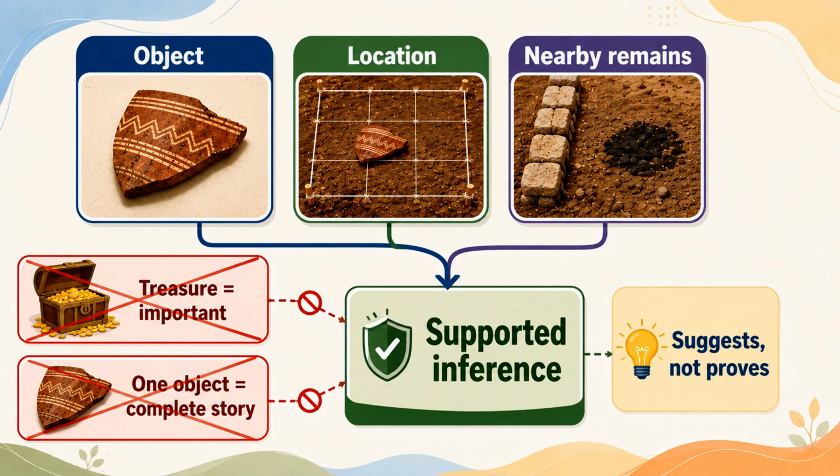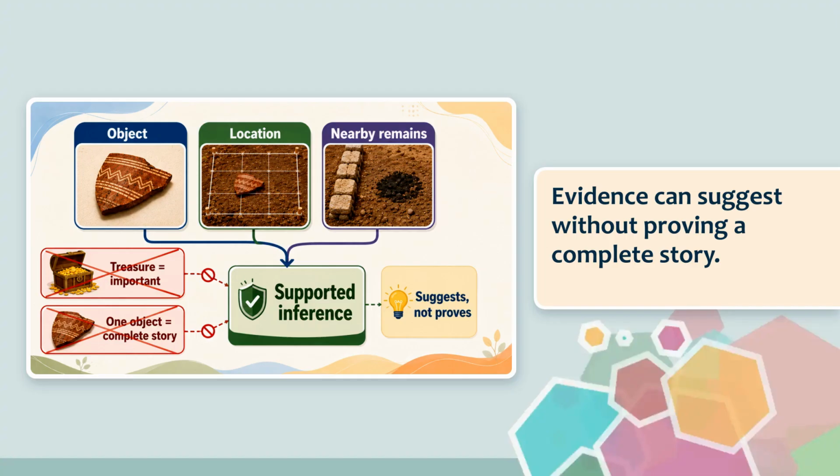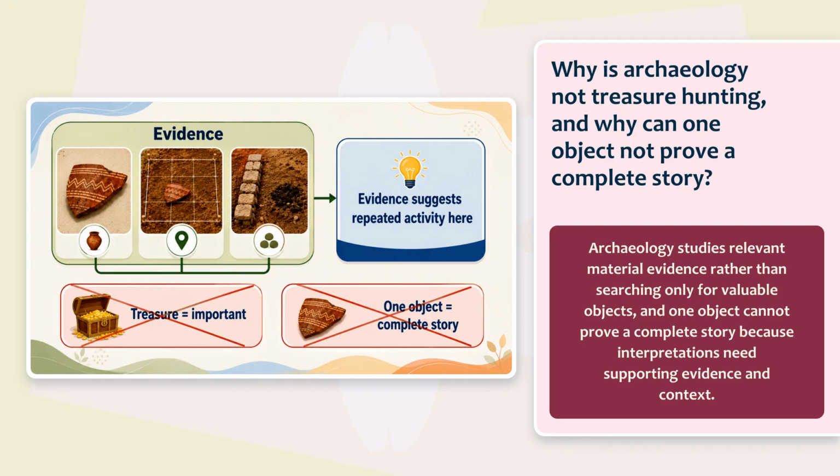Careful inference means saying what the evidence supports and stopping before unsupported certainty. Good evidence language shows both confidence and limits. Evidence can suggest without proving a complete story. Careful claims stop where support runs out. Use the evidence group and both crossed-out shortcuts. Why is archaeology not treasure hunting, and why can one object not prove a complete story?